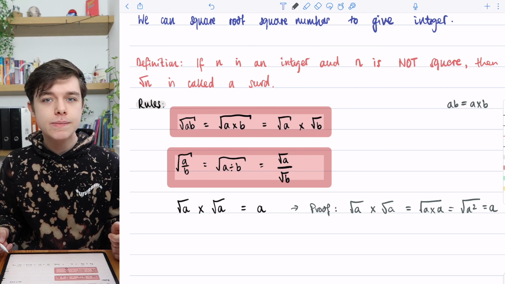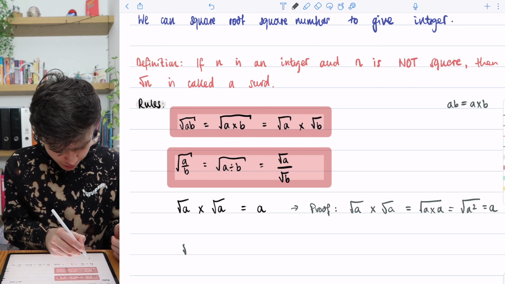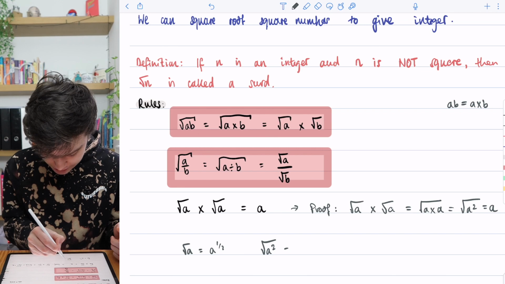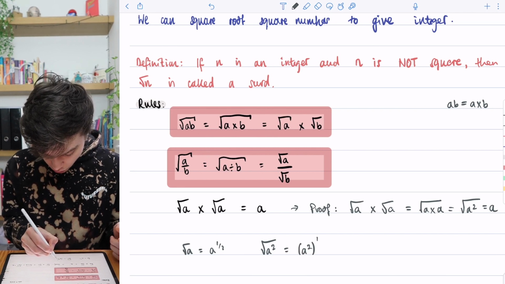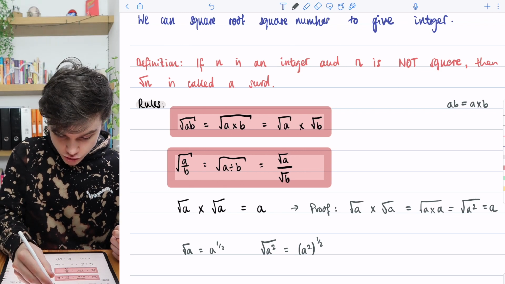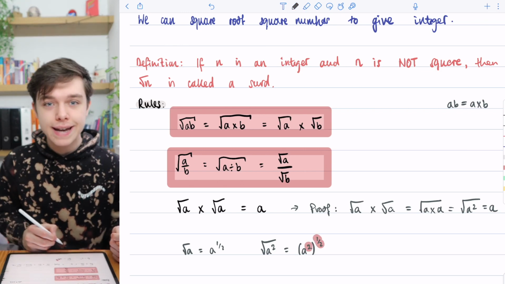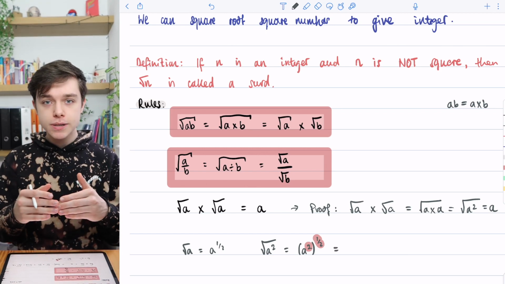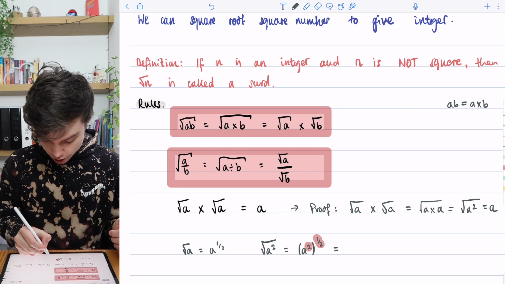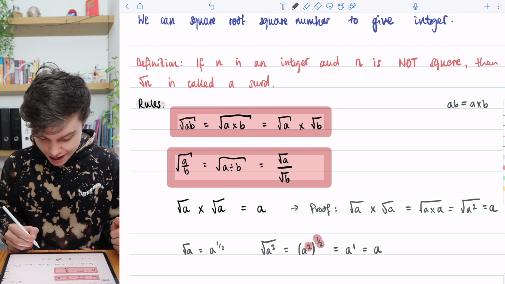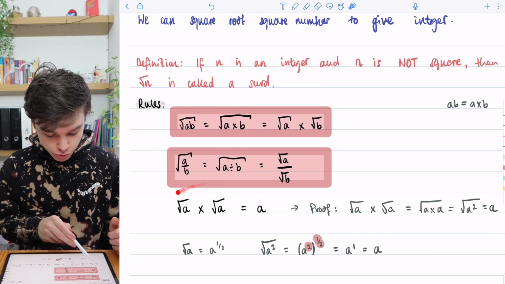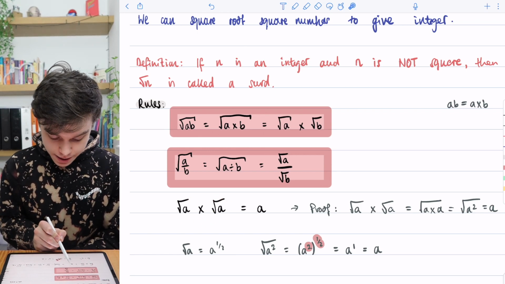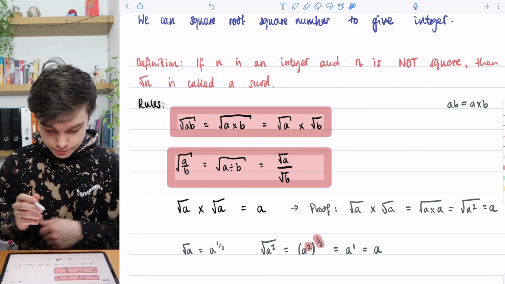But we can also think about that in terms of index laws. Remember, the square root of a is the same as a to the half. So the square root of a squared is the same as a squared all to the half. And then remember, we can just multiply those two indexes together across the bracket. And that's a rule that we learned in a previous video. So we can multiply those together, and 2 times a half just gives us 1. So we'll have a to the 1, and then that's just a. So that kind of proves this rule here. So whenever you've got the square root of a and you're multiplying it by itself, the square root of a, you just get what's under the square root.